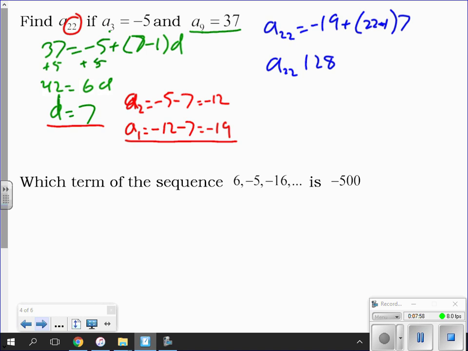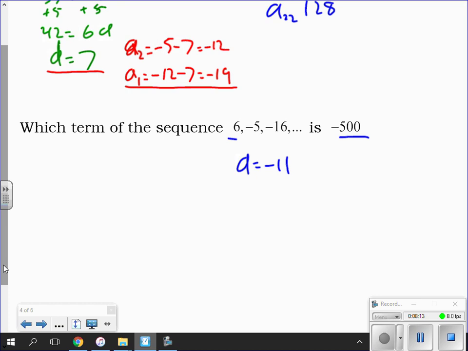Which term in the sequence is 500? Here's my first term. There's my last term. What's my D? My D is negative 11. How do I get from 6 to negative 5? I subtract 11. So what do I do? I plug in the 3 things I know, and I find the one that I don't. Negative 500 is equal to 6 plus N minus 1, because that's what we're trying to figure out, which term. So N equals what? N minus 1 times negative 11.